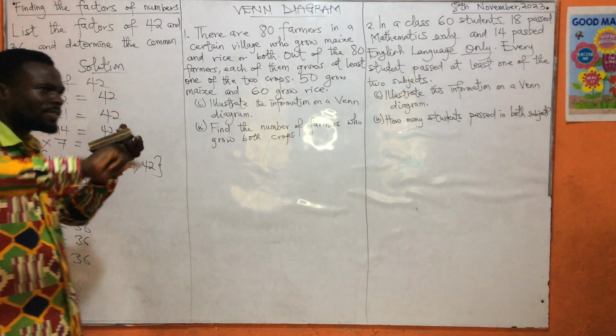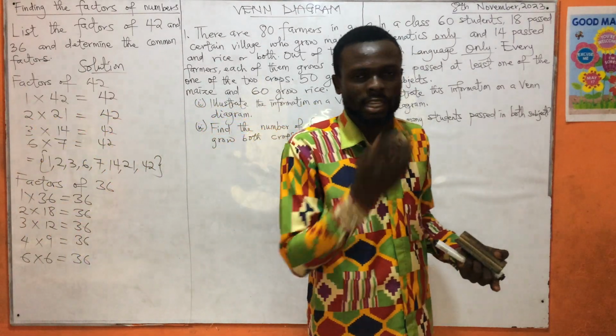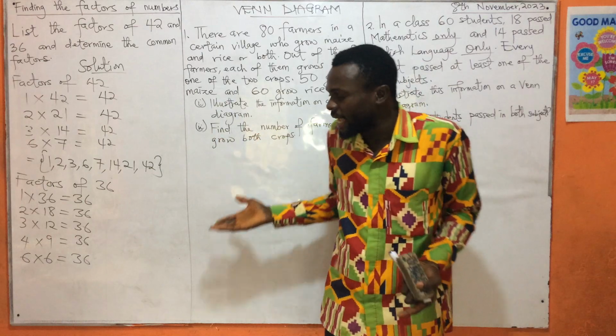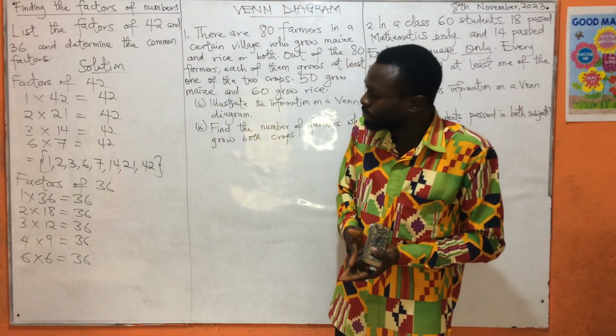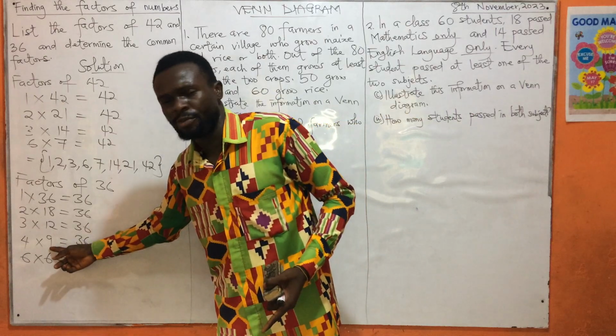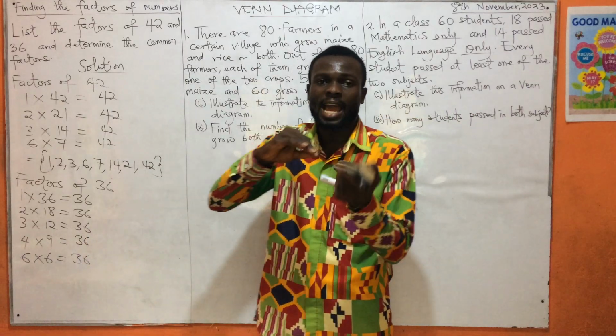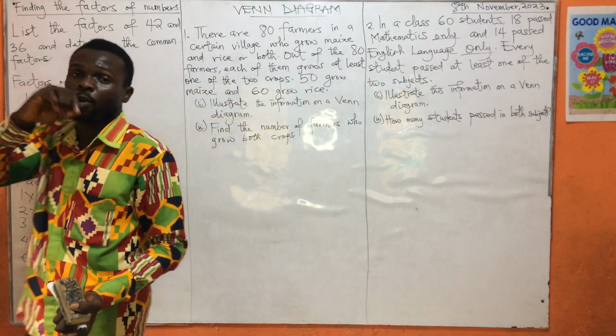Now if you recite your 7 times table, you notice that there is no number times 7 that will give you 36. Now let's go to 8. There is no number. Now we go to 9. But you notice that 9 has already been written here, so you don't write 9 times 4, because 9 times 4 is the same as 4 times 9.